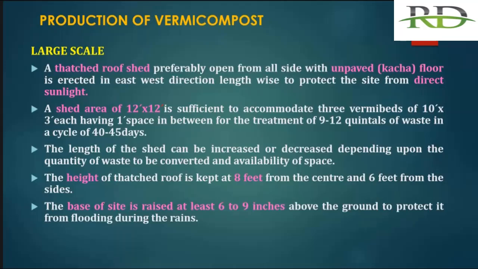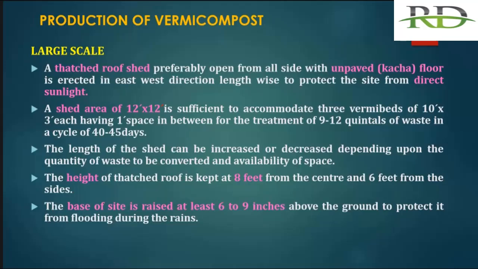And then the shed area should be 12 feet by 12 feet. This is sufficient to accommodate 3 vermibeds of 10 by 3 feet, each having 1 foot space in between, for the treatment of 9 to 12 quintals per cycle in 40 to 45 days. The length of the shed can be increased or decreased depending upon the quantity of degradable waste that we use. It is converted into availability of space.